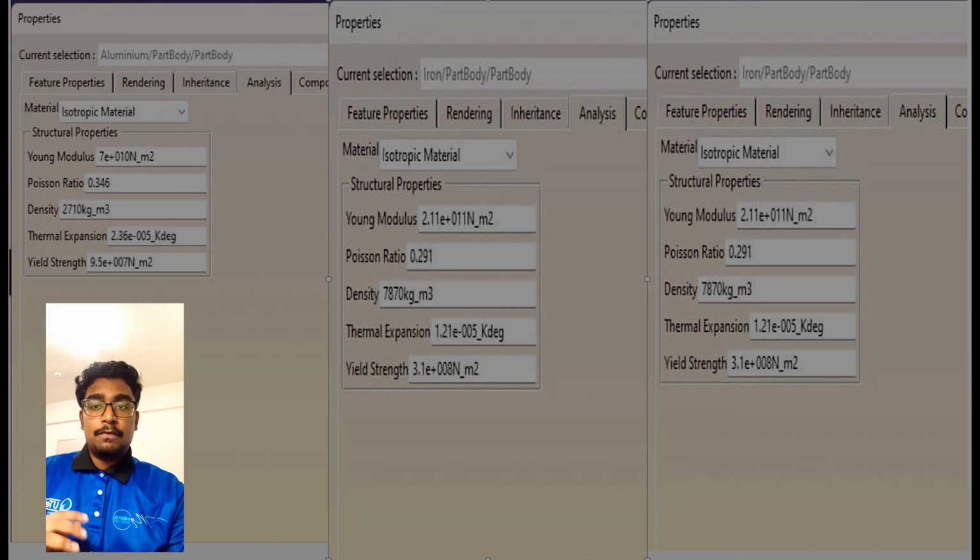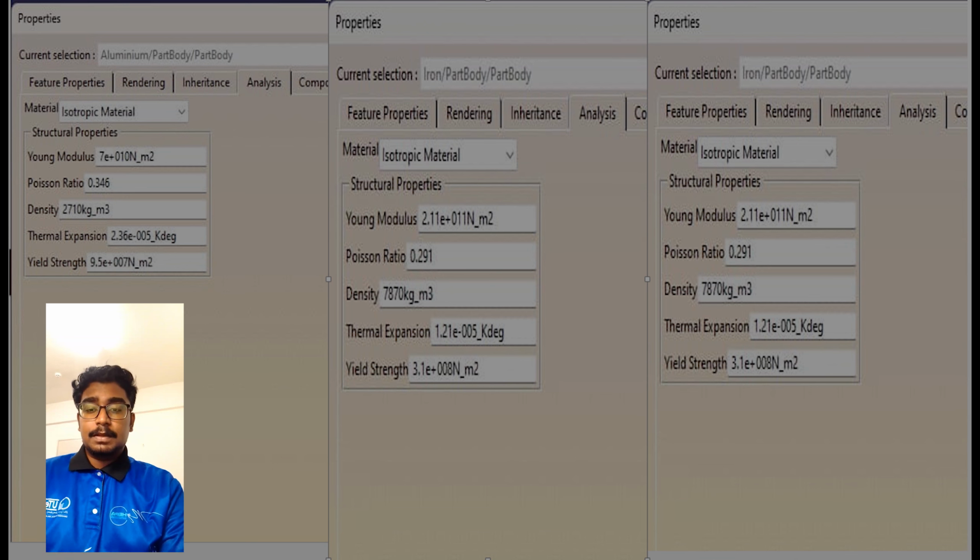The Poisson ratio for iron is 0.291. The density of iron is 7,870 kilograms per meter cube. The thermal expansion for iron is 1.21 e to the power of negative 0.05 per Kelvin degrees. The yield strength for iron is 3.1 e to the power of 0.08 Newton per meter square.